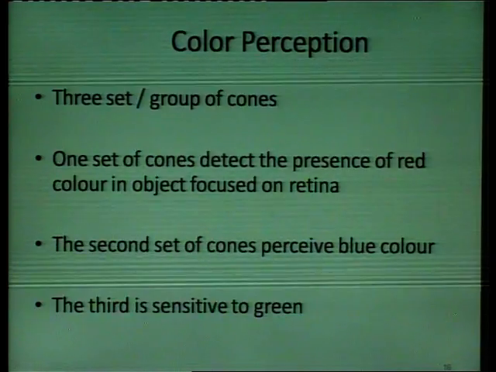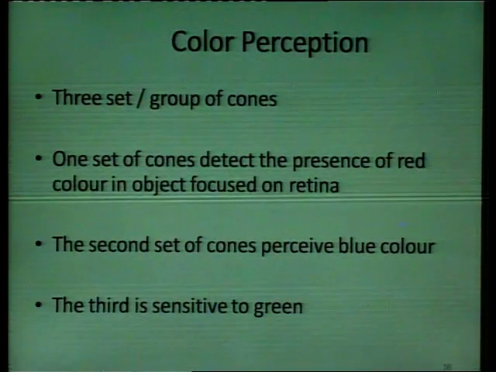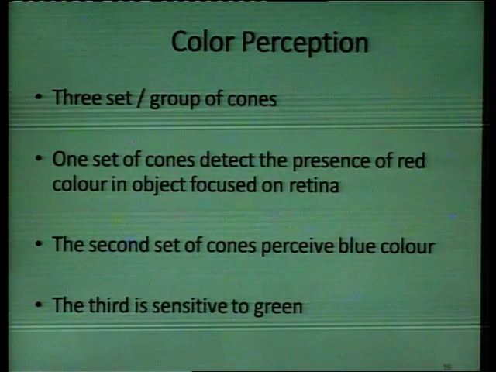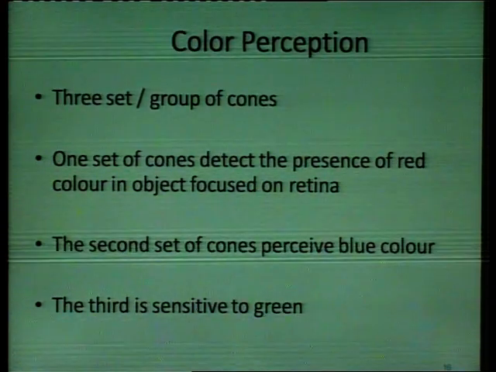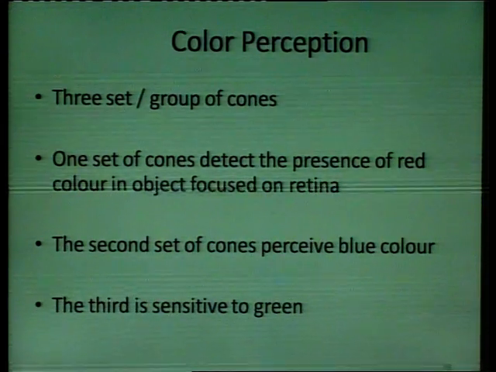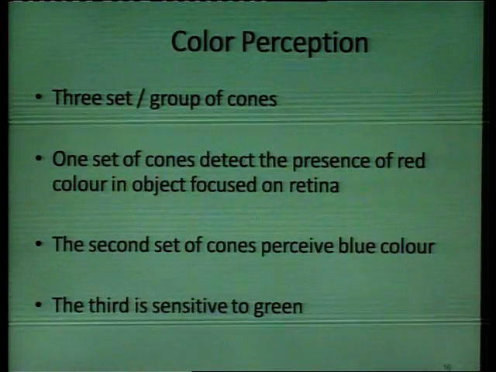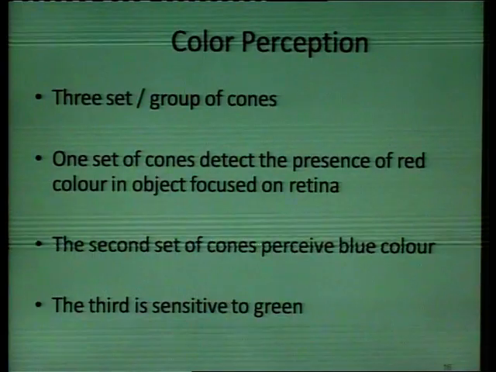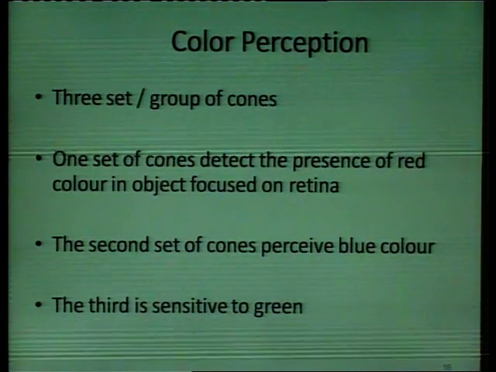There are three sets or groups of cones. One set of cones detects the presence of red color in the object focused on the retina. The second set of cones perceives the blue color focused on the retina, and the third is sensitive to green color focused on the retina of the human eye. So, these three colors can be sensed, and what we see is the resultant of the combination of these three colors.